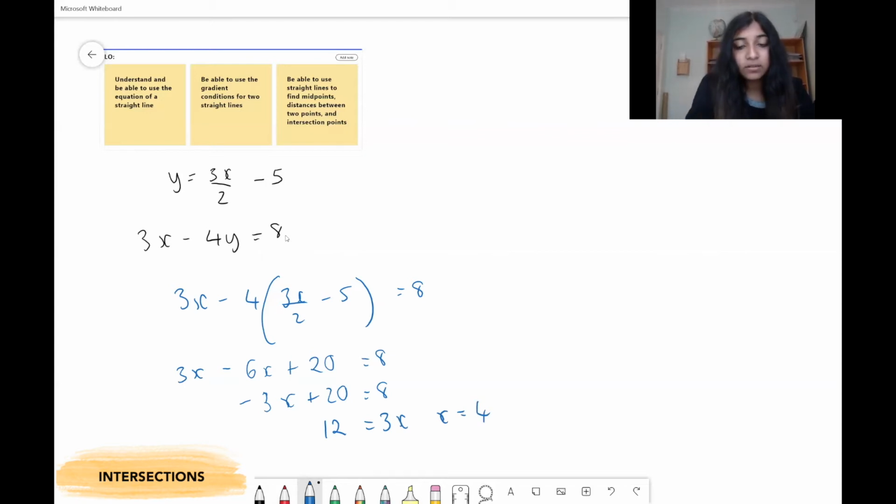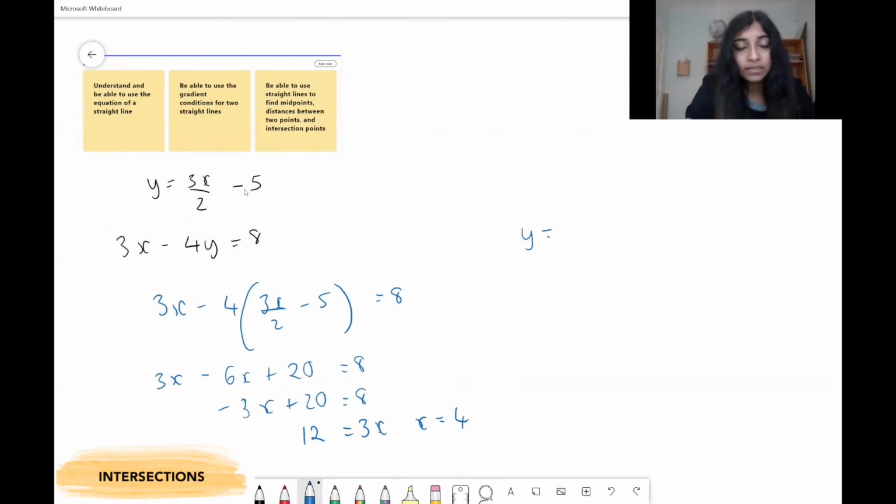So now we've found our x value, our x coordinate. We can sub that back into one of these equations to find the y coordinate. If we sub it into this equation here, we get y equals 3 times 4 over 2 minus 5, which is 12 over 2, which is 6, minus 5, which is equal to 1. So the intersection point is (4, 1).